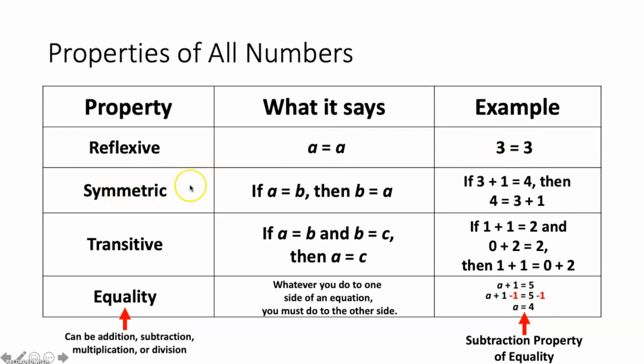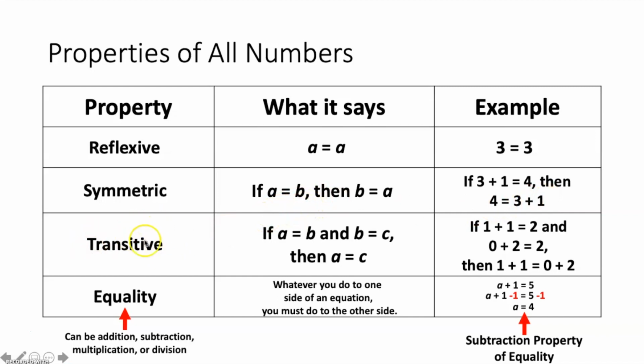The symmetric property says if A equals B, then B equals A. It's symmetric. If something equals something else, then that something else equals that something. You just flip the equation. So over here, if 3 plus 1 is equal to 4, then we know 4 is equal to 3 plus 1. It makes sense. You just flip that equation.